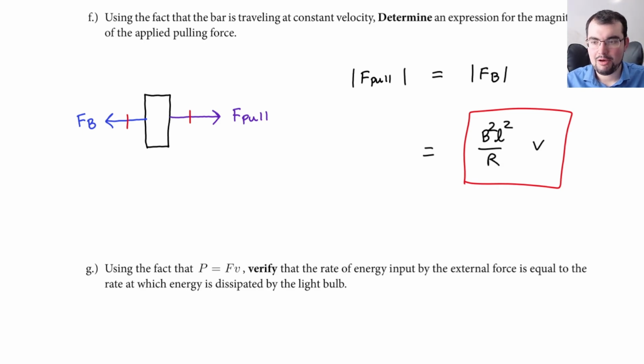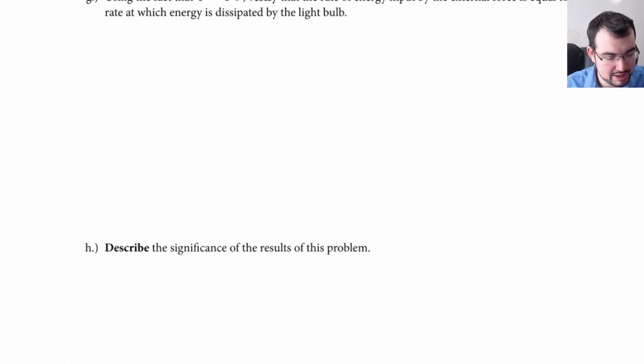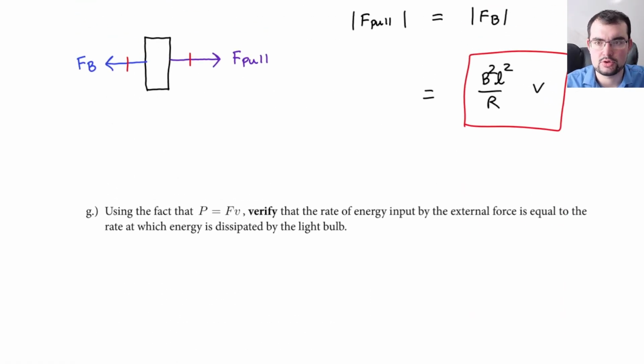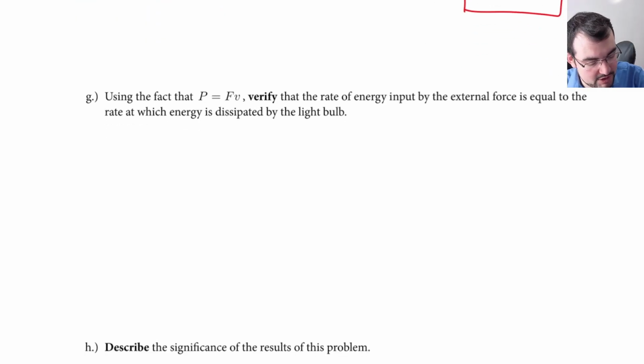Using the fact that power equals force times velocity, verify that the rate of energy input by the external force is equal to the rate at which energy is dissipated by the bulb. So this is a mechanics idea. It's just manipulating power as work divided by time, because work is F times D over time, and D over T is V. So this is a clever manipulation of the work formula.